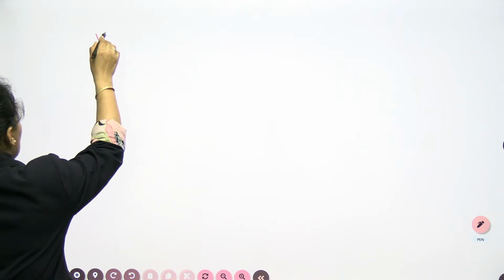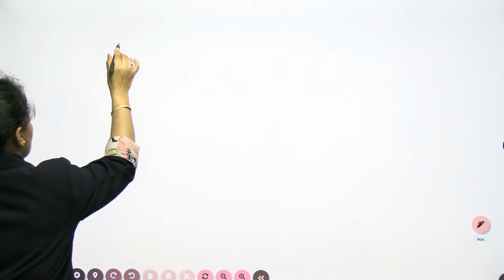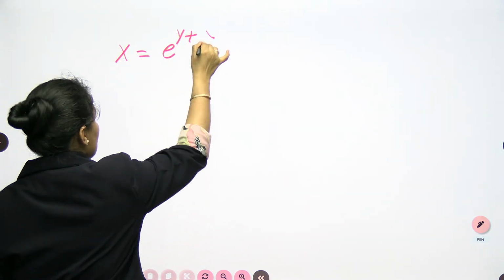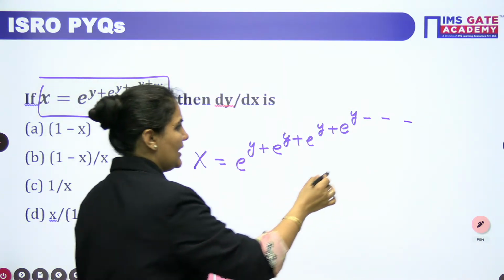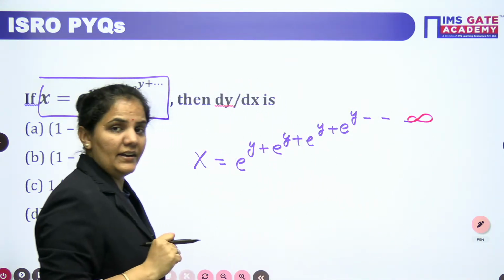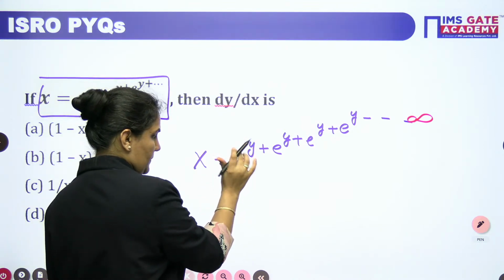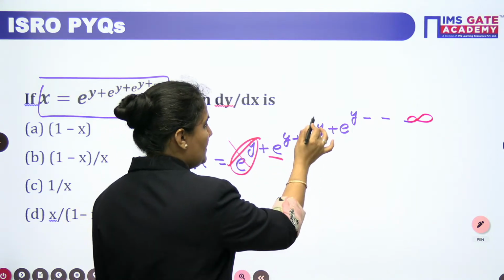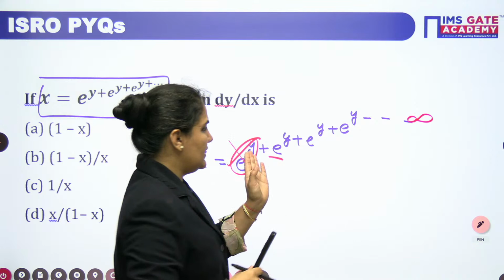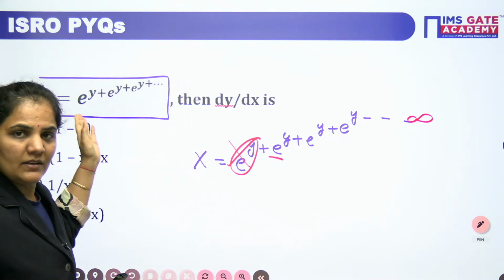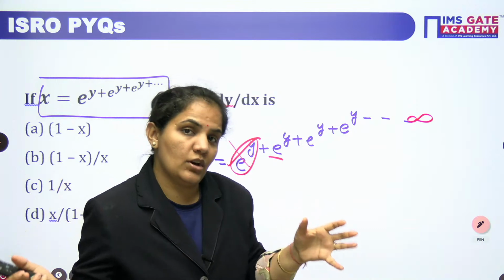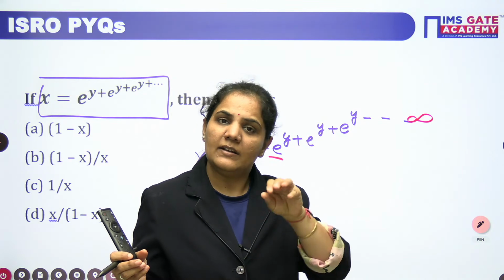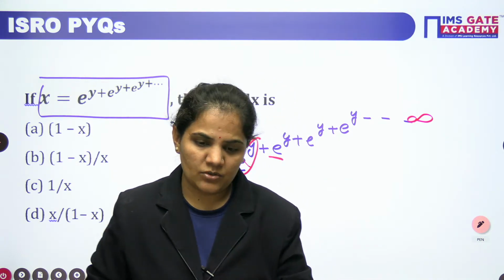First of all, I will write down my question as x equals e to the power y plus x, because I can see the terms go up to infinity. If I take one term outside, the remaining terms e power y plus e power y plus e power y and so on are also x. If I have an infinite number of terms and take one term outside, I still have an infinite number of terms. This is a very simple thing.